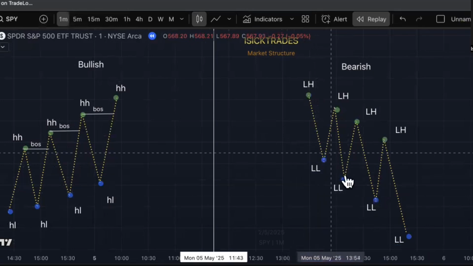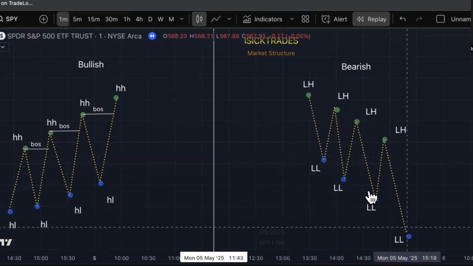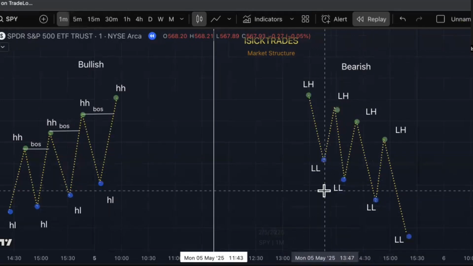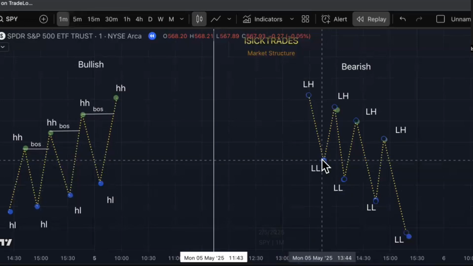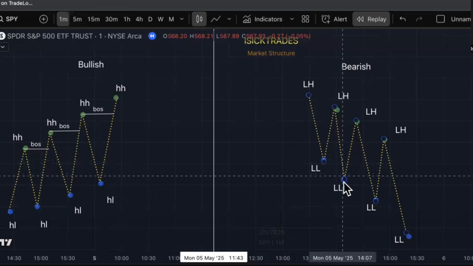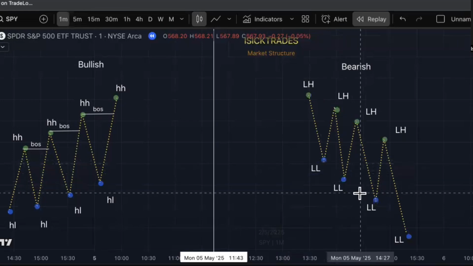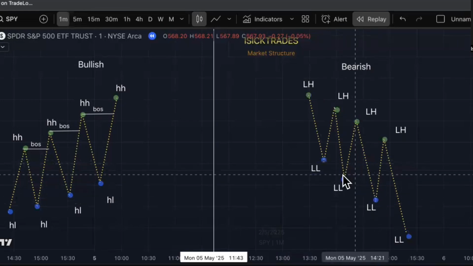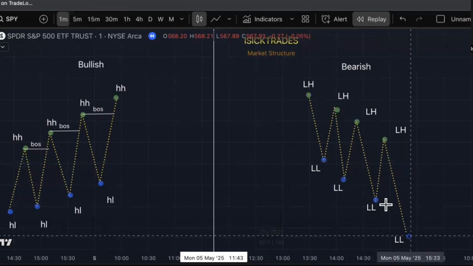And now on to the lower lows. The blue dots are going to be your lower lows. And all that is saying is that the low that is being printed is now lower than the previous low. So boom, you have a low. Then your next low is now lower than the previous low. And the low after that is now lower than that previous low. And the low after that is now lower than this previous low.